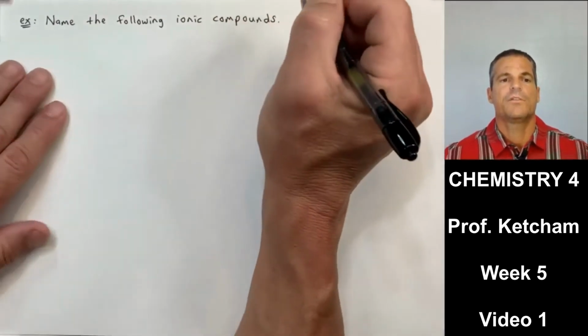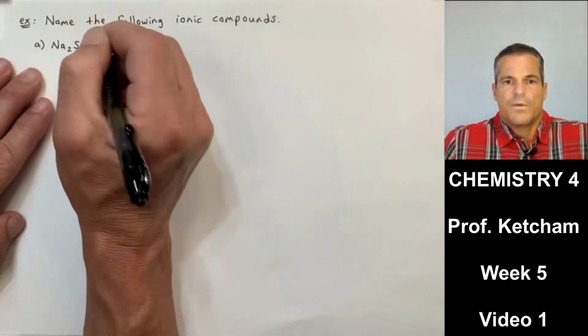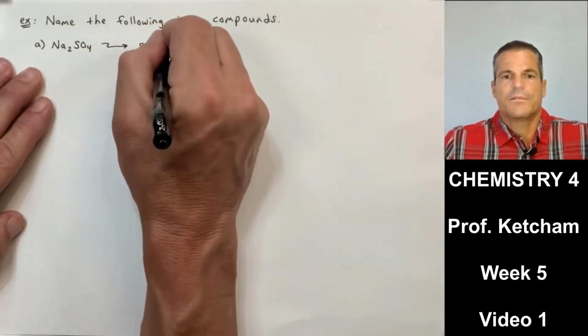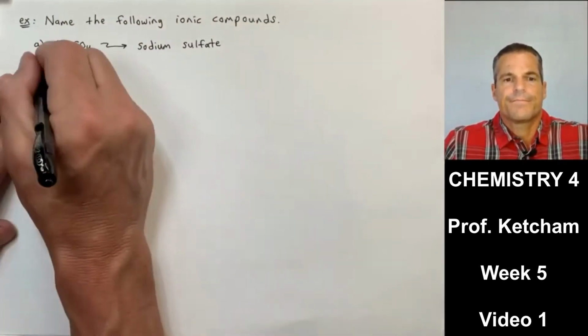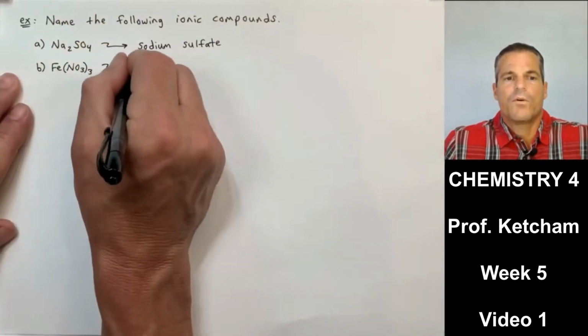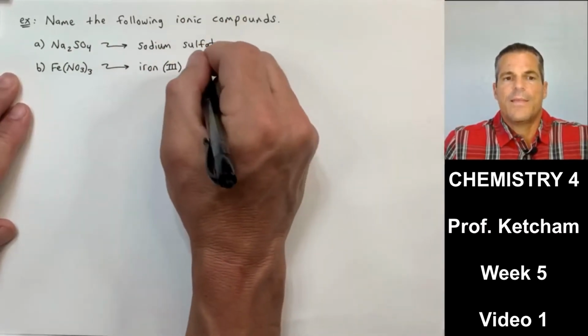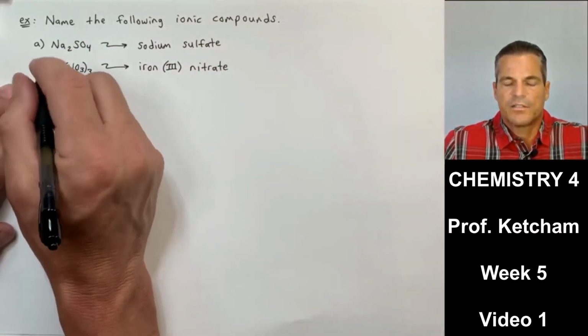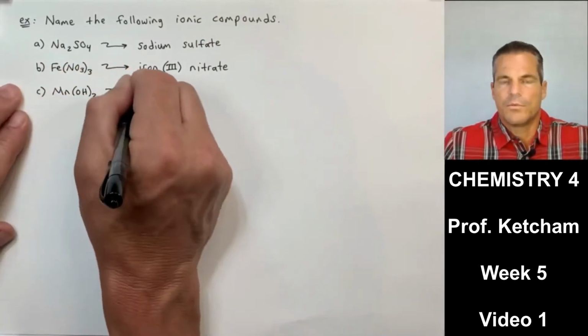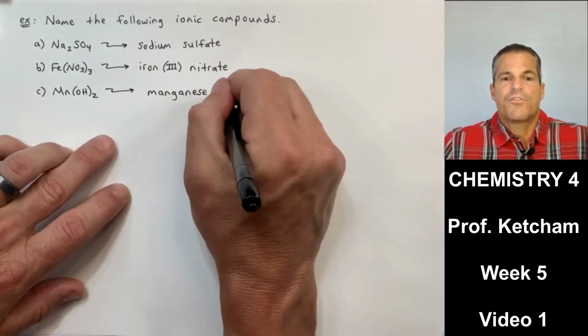Okay, so let's do an example here. Name the following ionic compounds. So the first one here is Na2SO4. Well, this is just sodium sulfate. The Na is always a +1 because it's group 1, so we don't need a Roman numeral. Sodium sulfate. B, this is iron 3 nitrate.